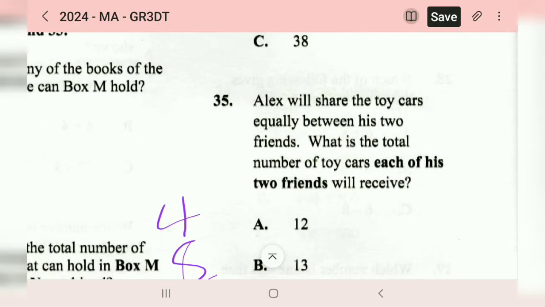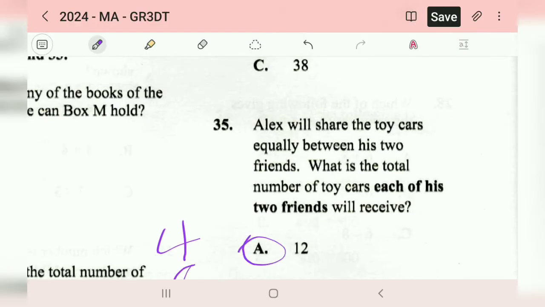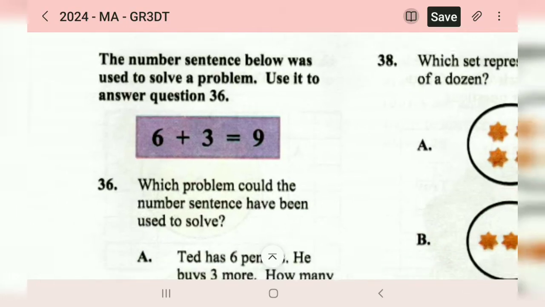Alex will share the toy cars equally between his 2 friends. What is the total number of toy cars each of his friends will get? 2 what gives you 24? Or 2 into 24 goes how many times? You must know your tables. 2 12s are 24. So each friend will get 12 of the toy cars.